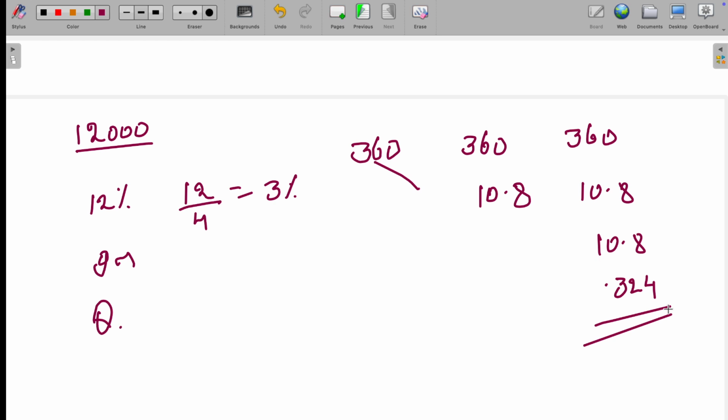This is the way to calculate compound interest questions. I hope it is clear now.